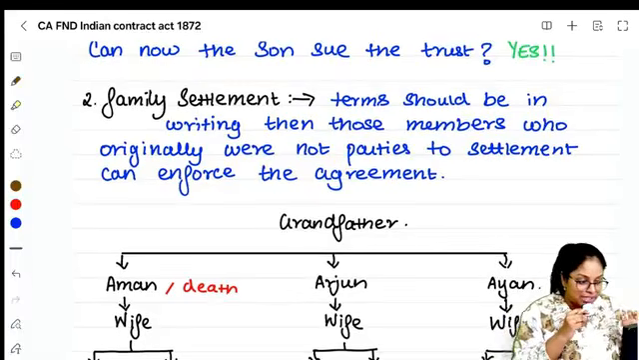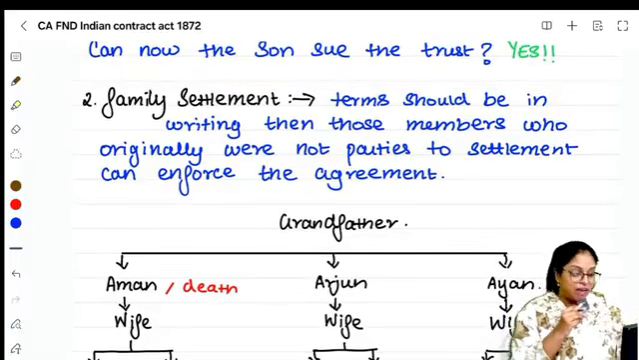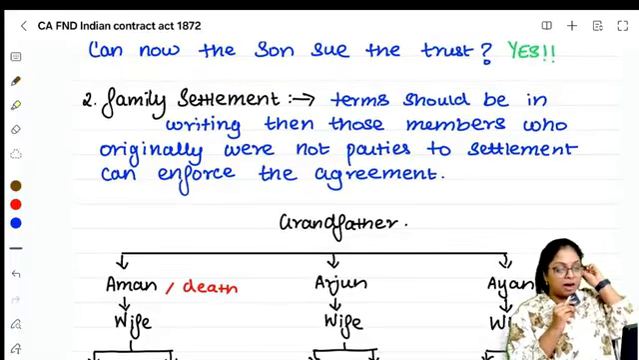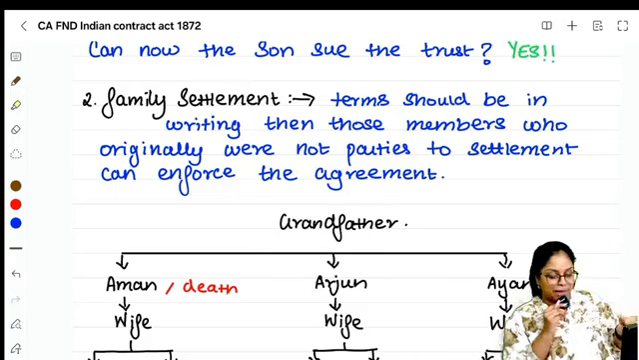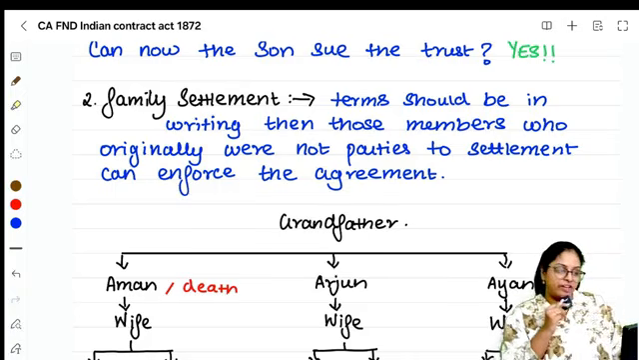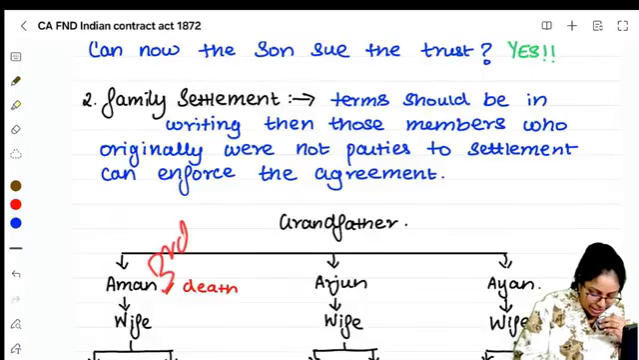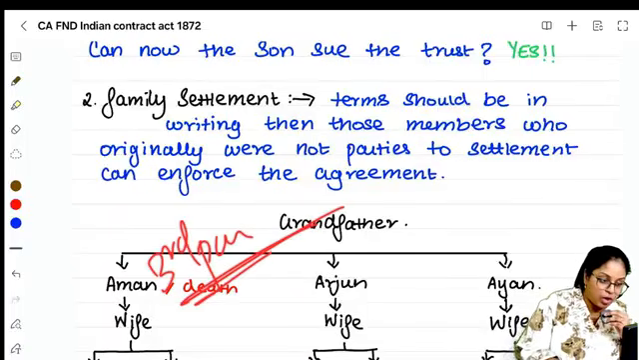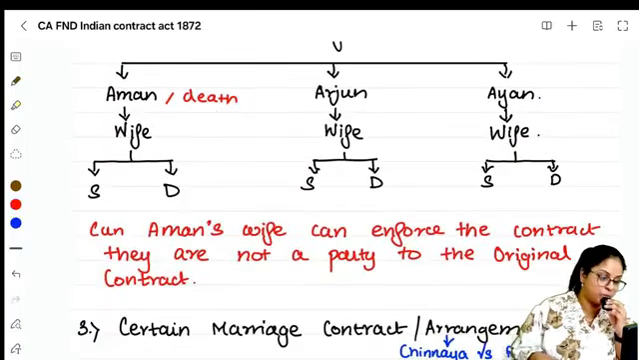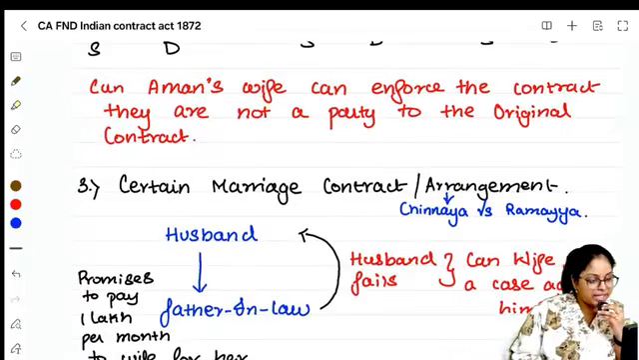In case of family settlement, even a third party can sue. Very good, Brinda, indirectly your wife is the beneficiary. The same principle will apply. So the same principle in family settlement also: third parties can sue. Though they are not a party to the contract, a third party can still sue. She can get it at the time of settlement.